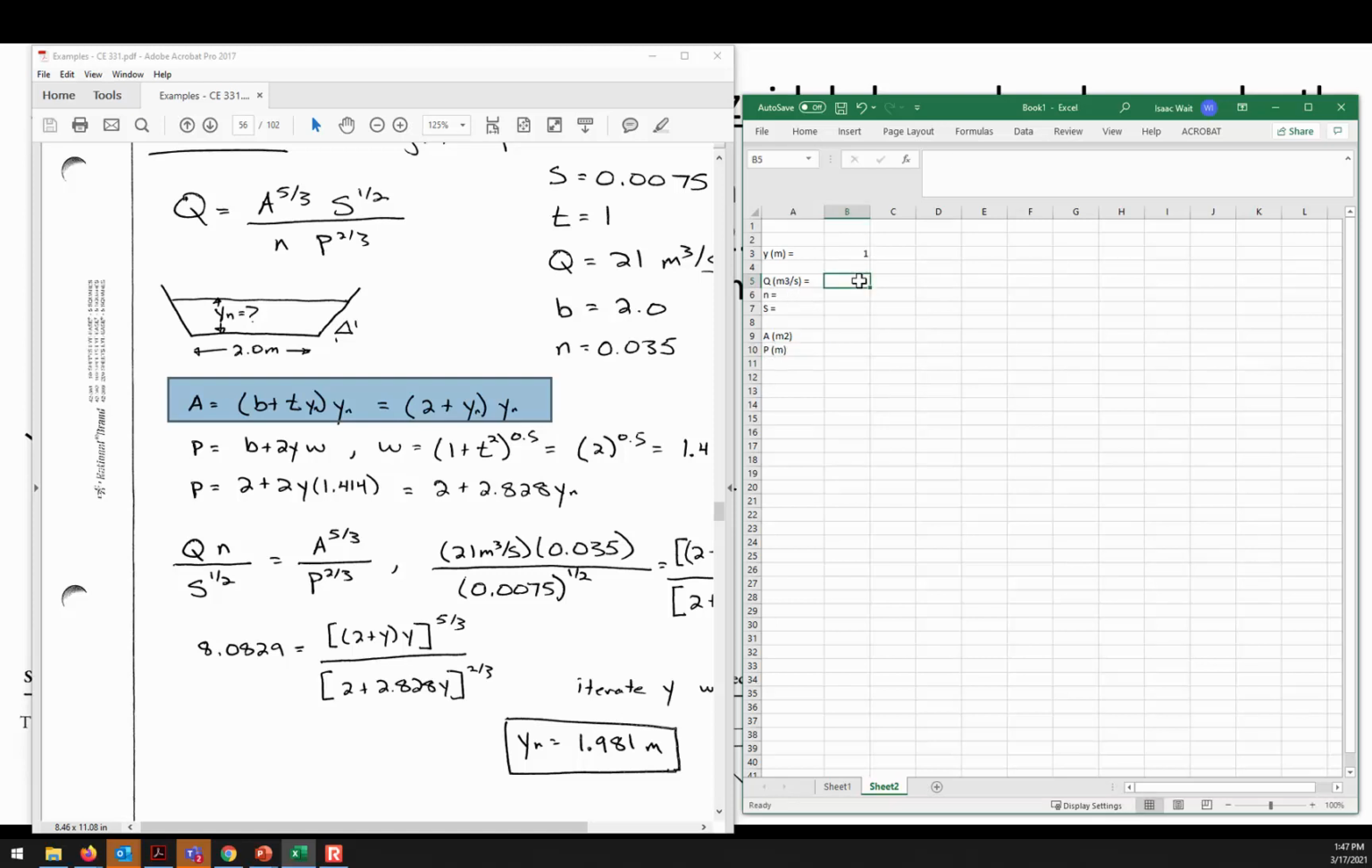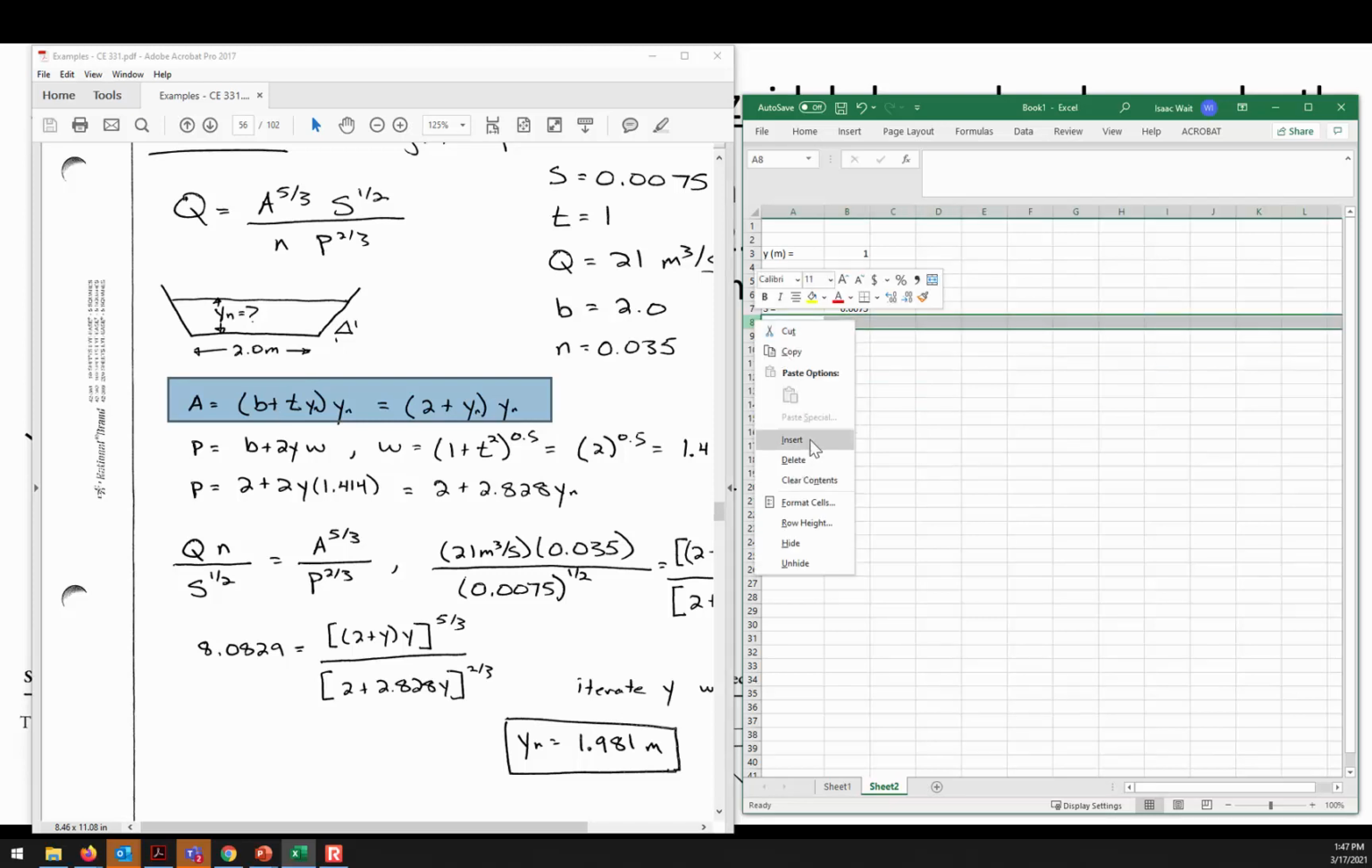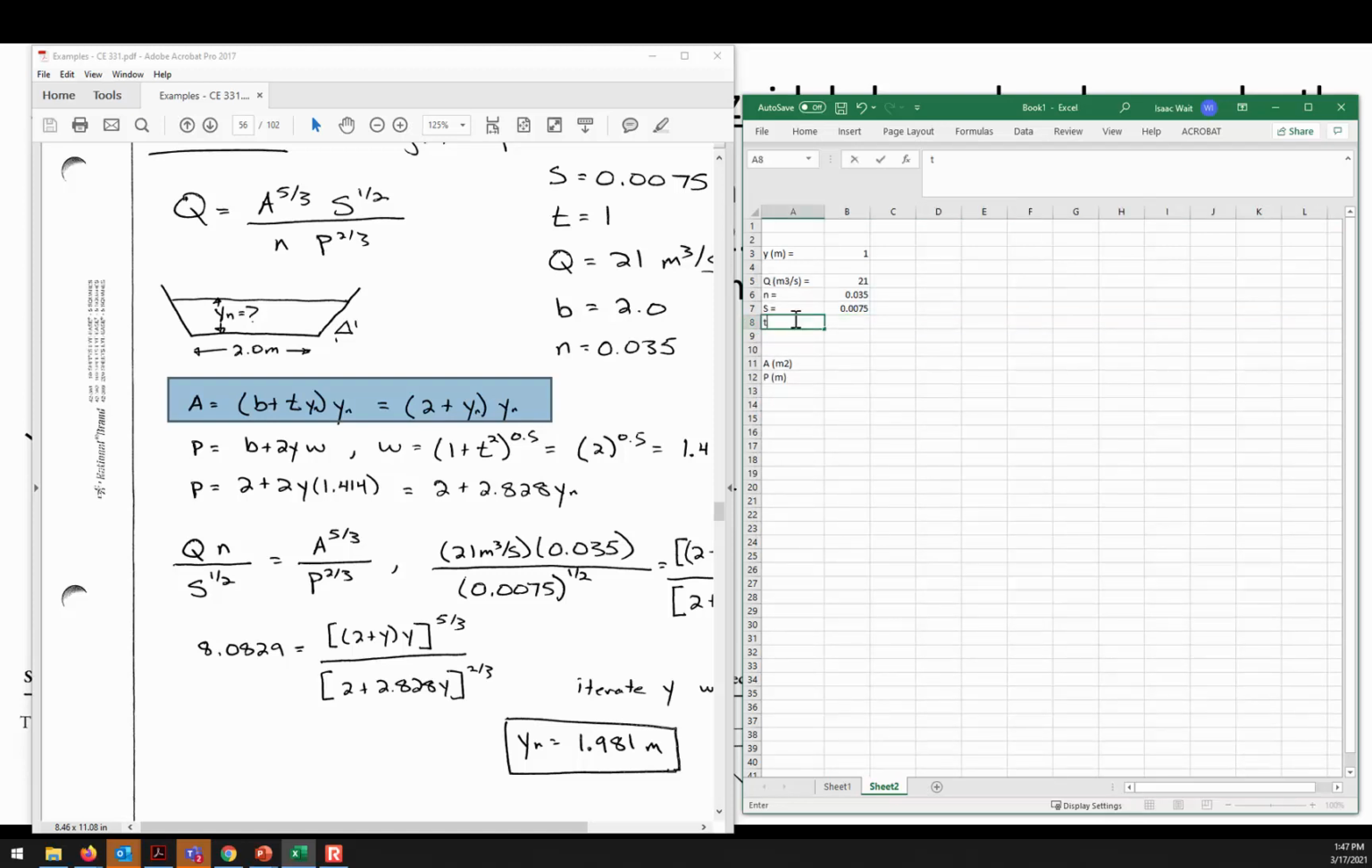Okay, so the flow rate here was 21 cubic meters per second. Our n value is 0.035. The slope is 0.0075. The area here comes off of the formula b plus t times y, times y. So let me also define the side slope just so that I don't have to type that in, and I could adjust it if I wanted to. T, which is the side slope and will be unitless, and then b, bottom channel width in meters. The bottom width is 2 meters and the side slope is 1 to 1.